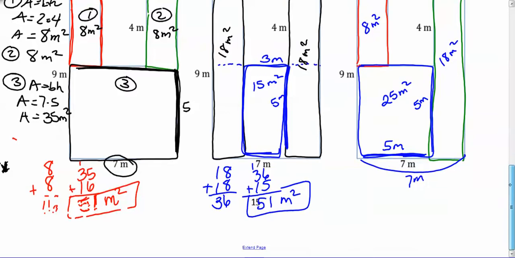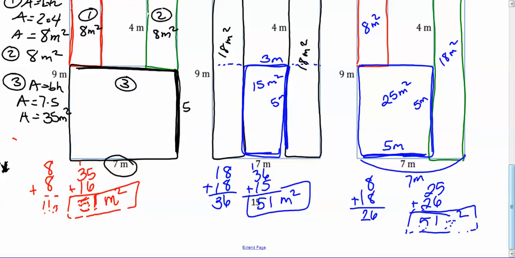All right, so we're going to go ahead and add those up. 8 plus 18 gives you 26. Don't forget to carry that 1. All right, 25 plus 26, 51 meters squared. Well, that is a mess down there, but anyway, it says 51. Let's move on.